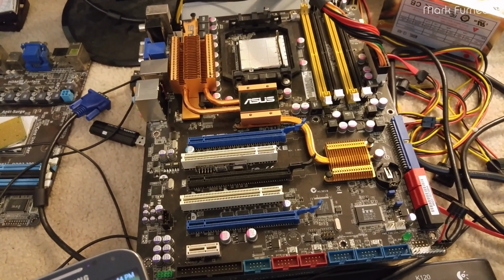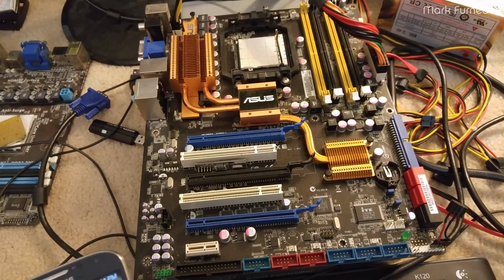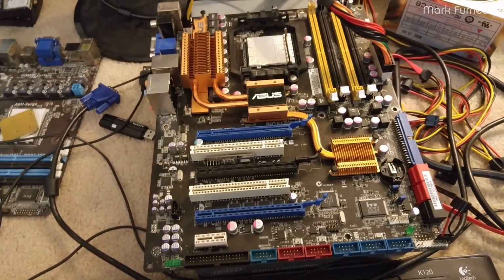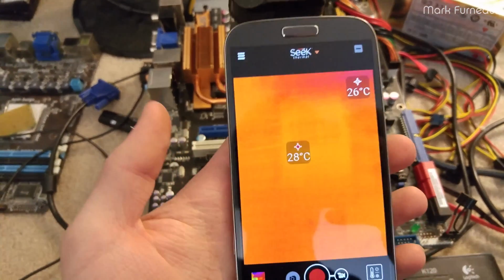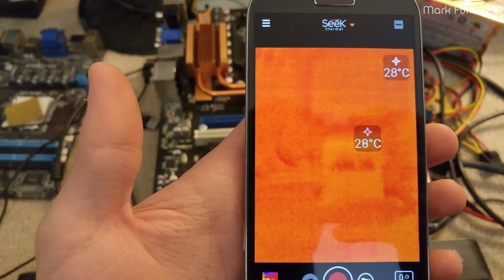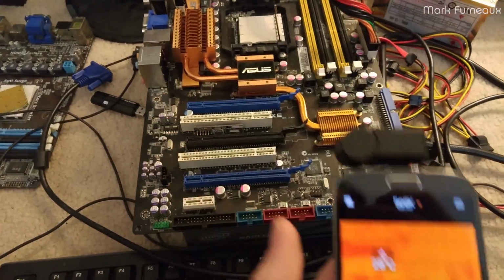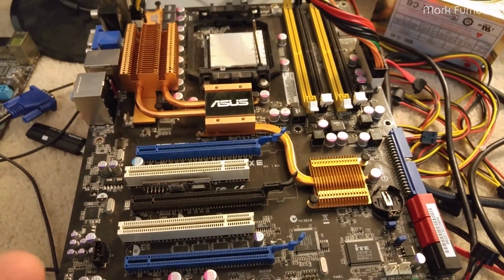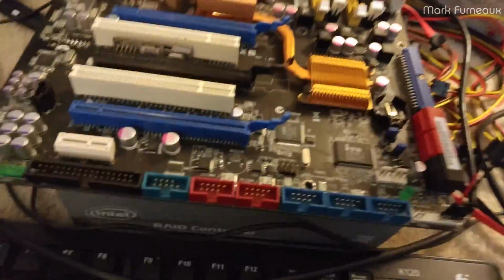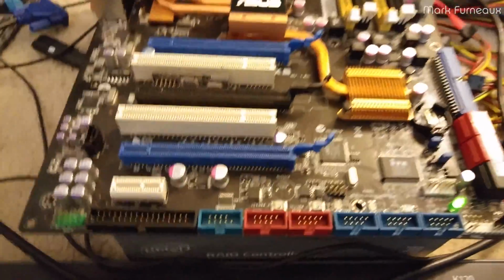So let me just get my thermal camera running here. I'm not going to try and do video capture because it's absolutely horrible with this camera. So this is fine, good enough. So anyway, I think the problem with this was there was probably a voltage spike or something that probably killed a large number of chips on this board.